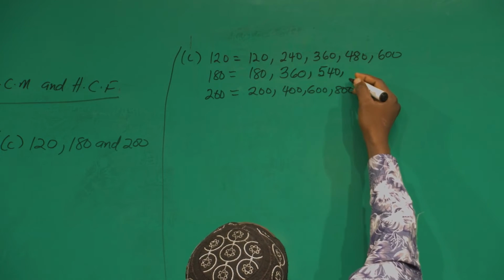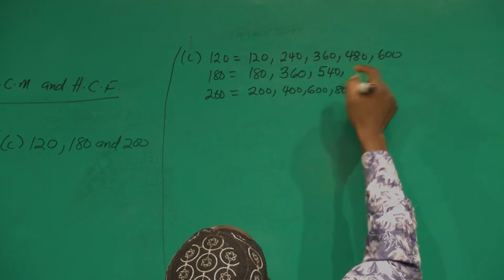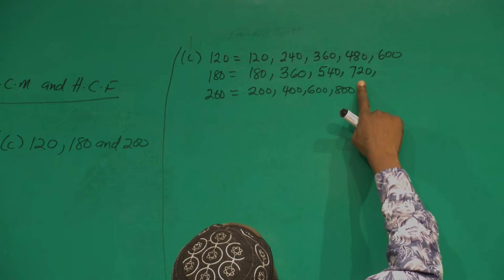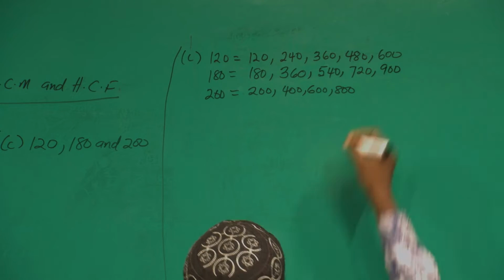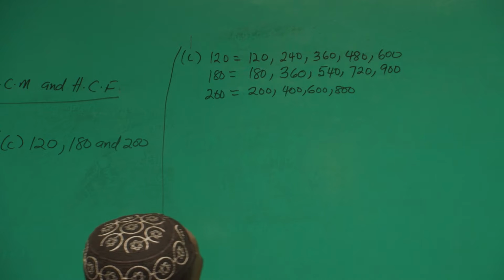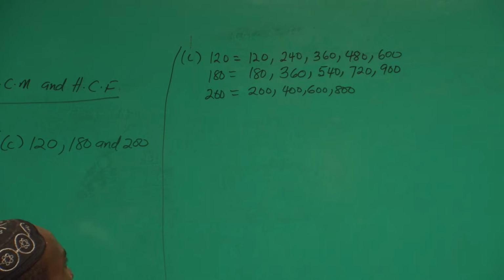Then I add another 180, I get 100, 640 plus 80, 720. If I add another 180, I get 900. You will see that we are still not getting it. Let's use the table method and see how the table method will help us get the answer easily.